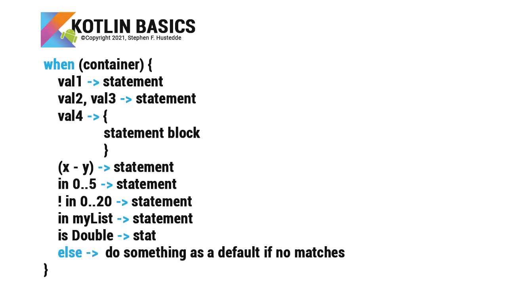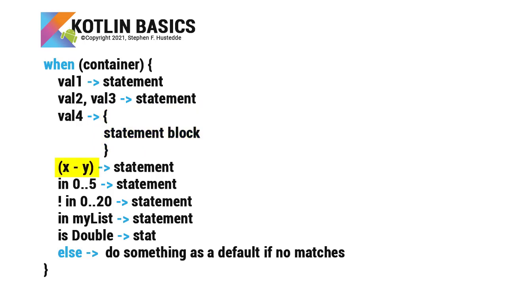Kotlin has a when structure, which is very similar to the switch structures you find in other languages, with multiple forks available to us in matching a container value. So each of the matches has a value and then a hyphen greater than symbol, basically an arrow, and then the statement of what's executed if that value is a match. You can have multiple values together on the left-hand side. You can also have multiple statements in a block using the brackets.